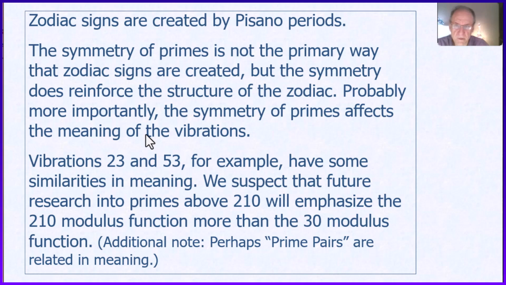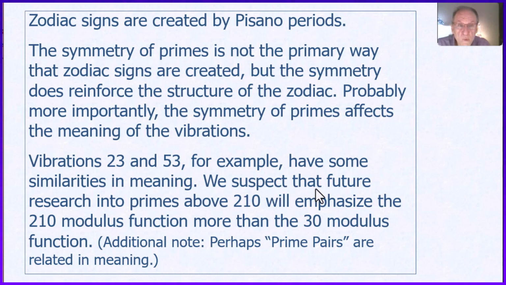So for example, 23 and 53 are separated by 30. There's that 30, that number 30, one of the fundamental numbers that form structures of prime numbers and the way they're distributed, they have a similar vibrational impact in vibrational astrology. They have some similarities in meaning.